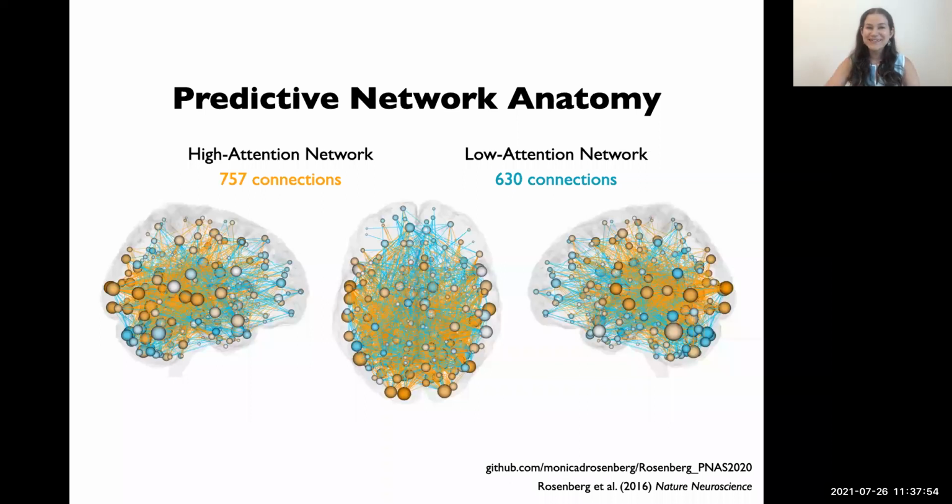If you're interested in diving further into the anatomy of these networks, or you want to apply them to data that you've collected, feel free to check them out. They're available on GitHub, as is code that can be used for applying them to new data sets.